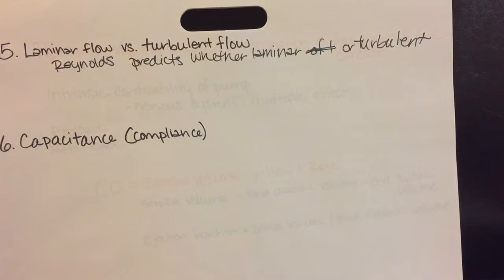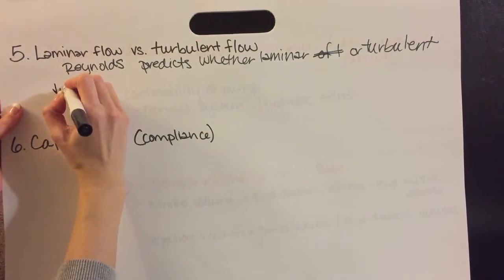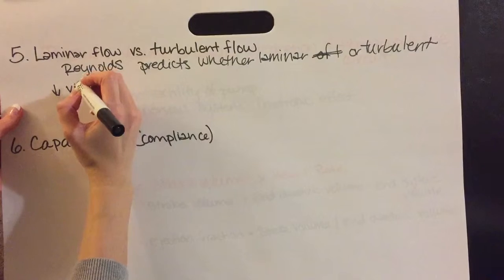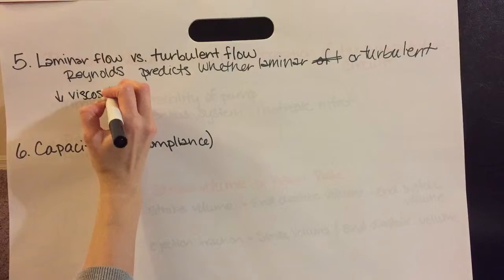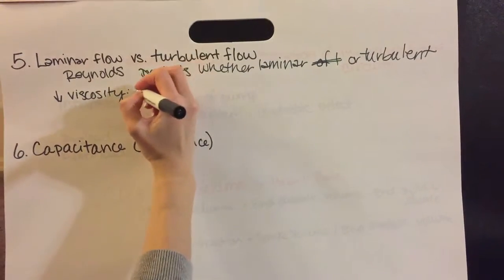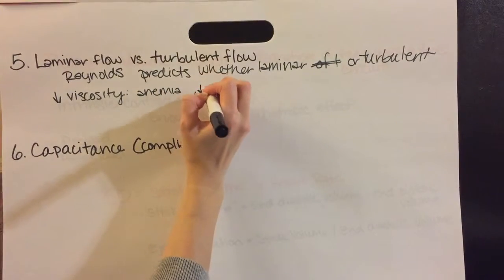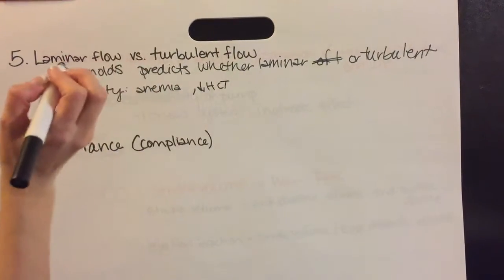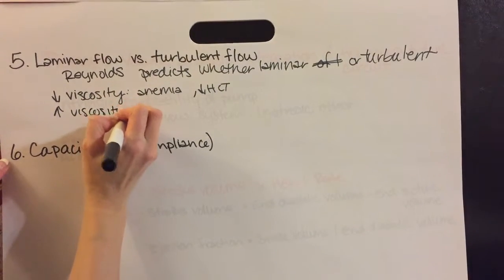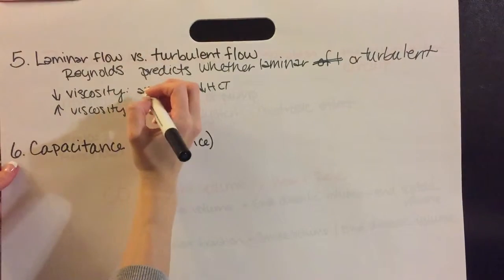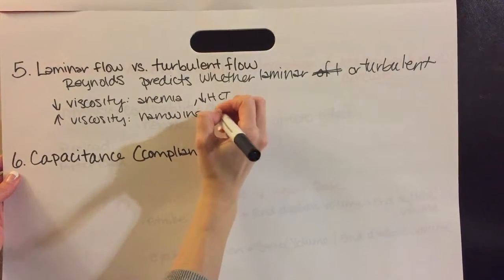If you increase the Reynolds number, you'll increase your turbulence. Things such as decreased viscosity, such as occurs with anemia or decreased hematocrit, or increased viscosity, which can occur with narrowing of a vessel or increasing hematocrit.